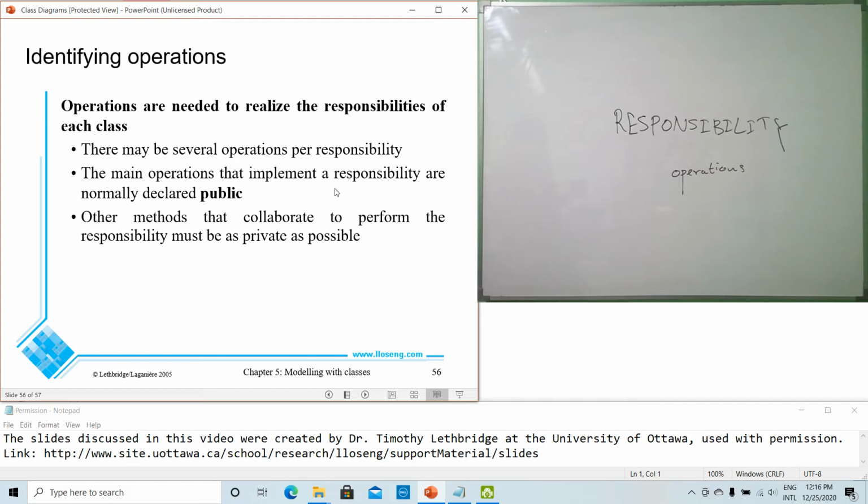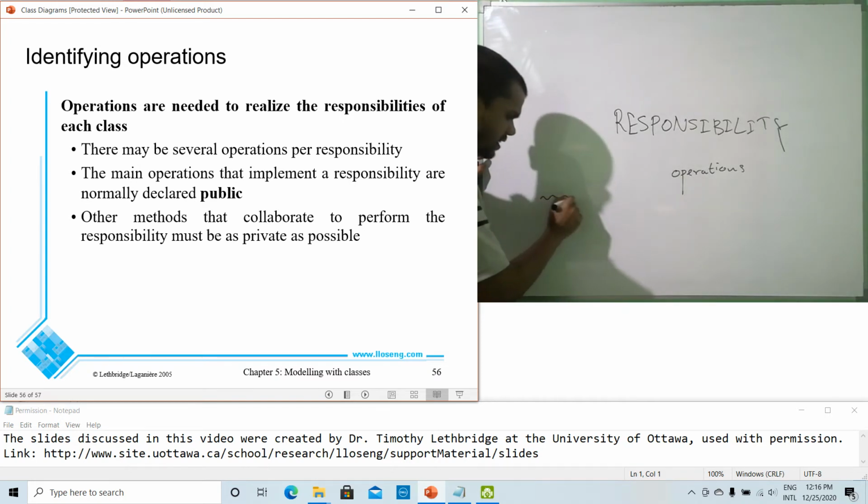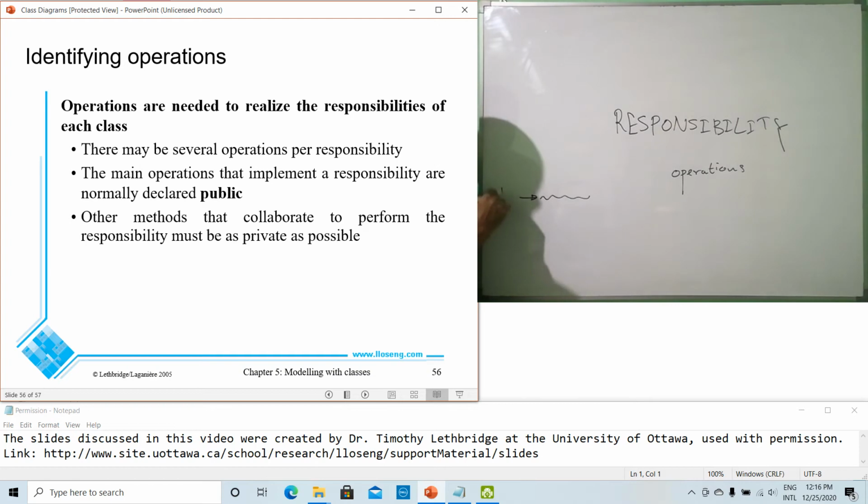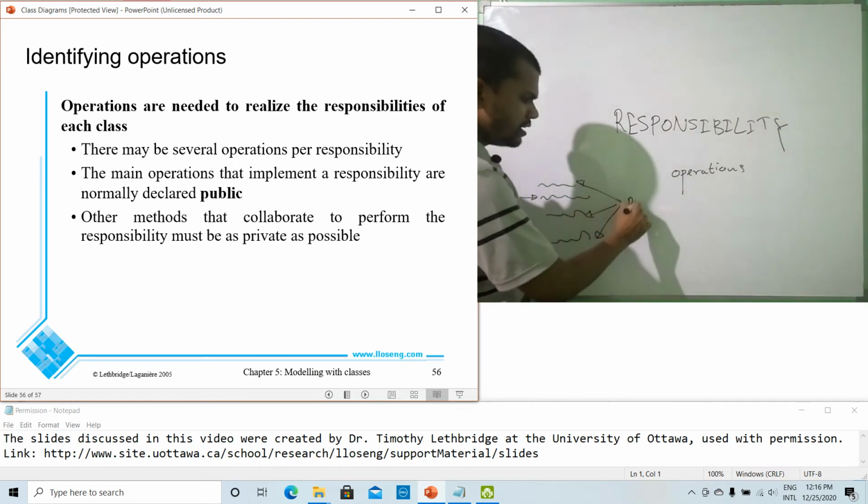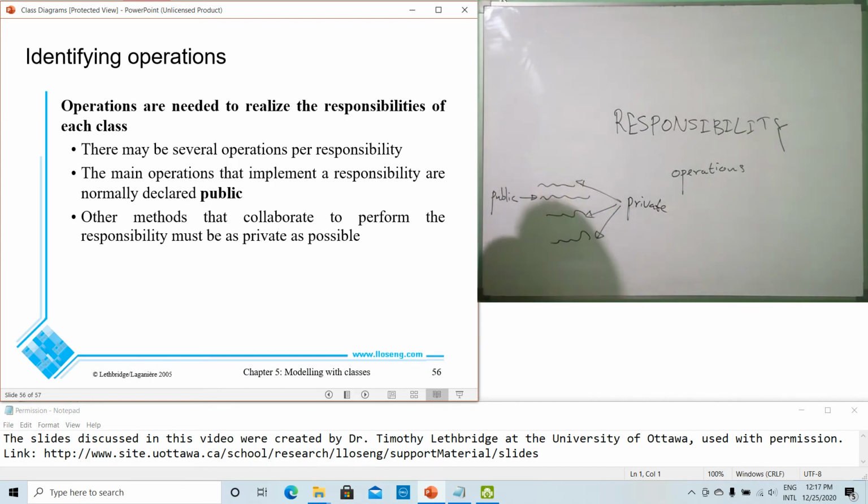The main operations that implement a responsibility are normally declared public. So one particular operation, this one we declare as public, and other methods that collaborate to perform the responsibility must be as private as possible. This is public because we are going to call this operation from outside the class. But within this method, we may call any other methods. It is not necessary we make them public, therefore we can keep them private. That is the usual thing, not a rule, but usually we do it in that way.